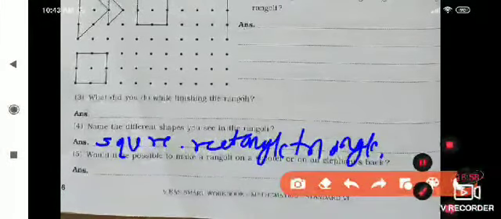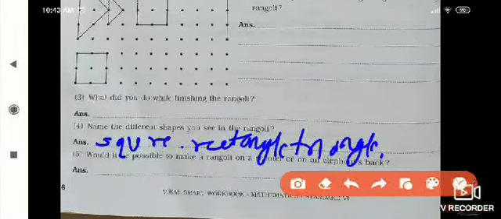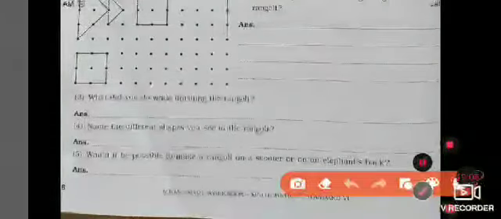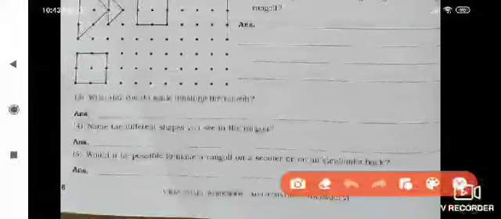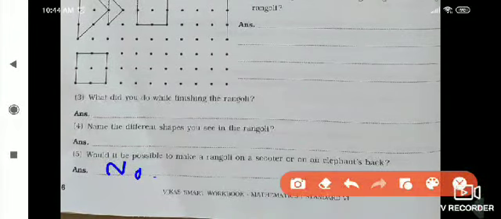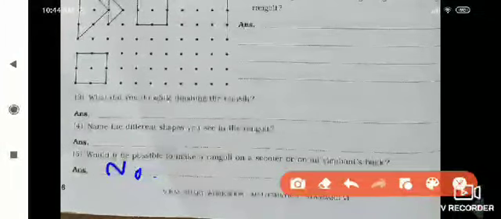And the next question is, would it be possible to draw the Rangoli on a scooter or an elephant's back? You just think about it. The answer is no, we can't draw the Rangoli because we need a flat surface. Therefore we cannot draw Rangolis on an elephant's back or on a scooter. Today we have completed this page of the workbook, and tomorrow we will see the next part of this figure, otherwise we will complete it today only.